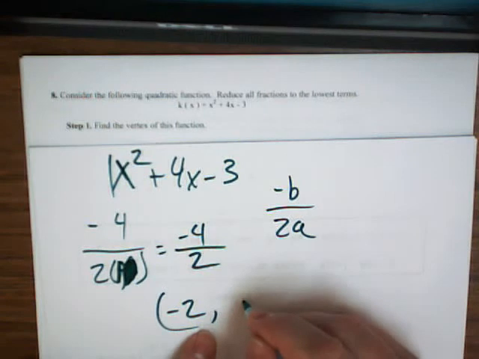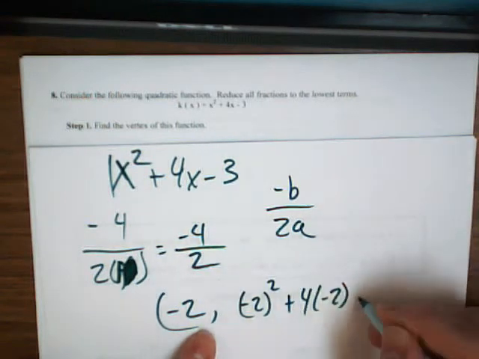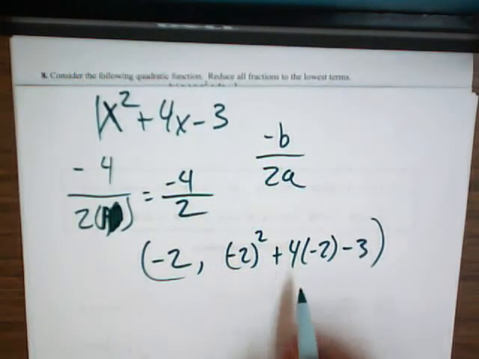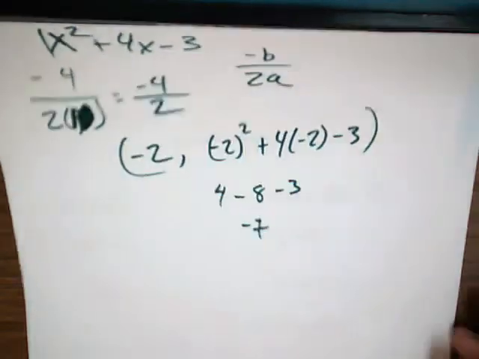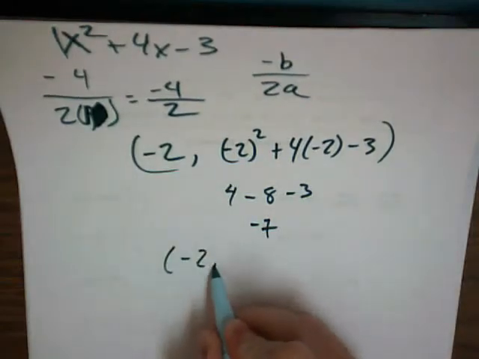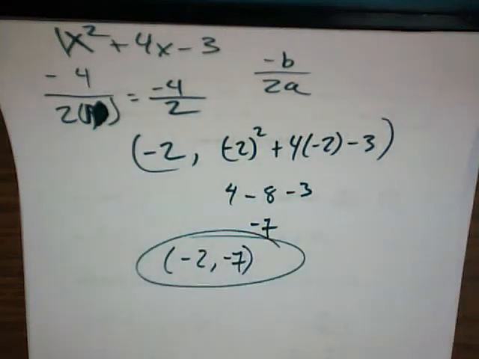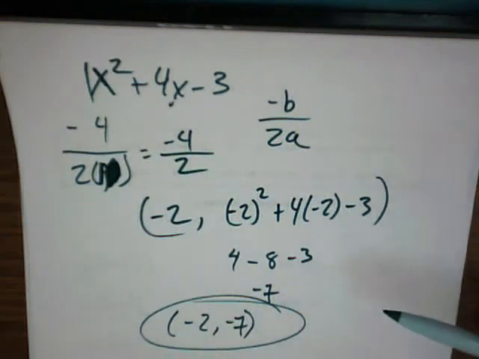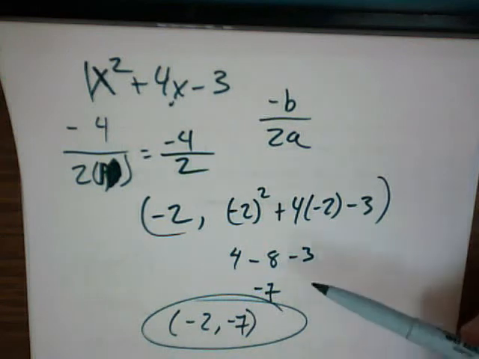So negative 2 squared plus 4 times negative 2 minus 3. So you plug it back in. That's how you're going to get the next number here. So it's 4 minus 8 minus 3. Negative 7. So the vertex is negative 2, negative 7. I would punch that in my calculator and check to make sure I was right. Not any other order.